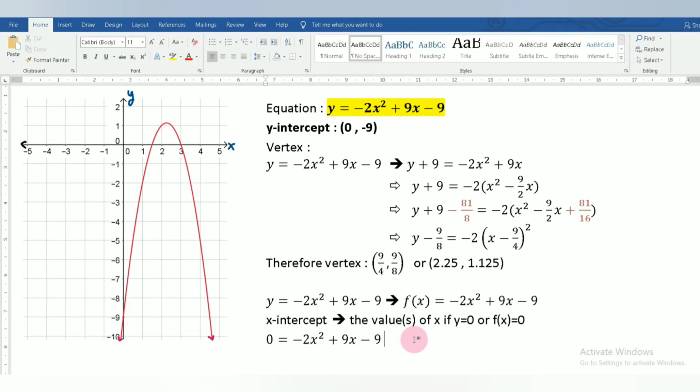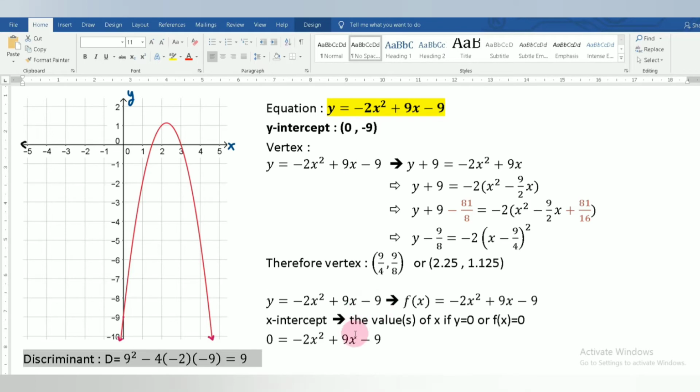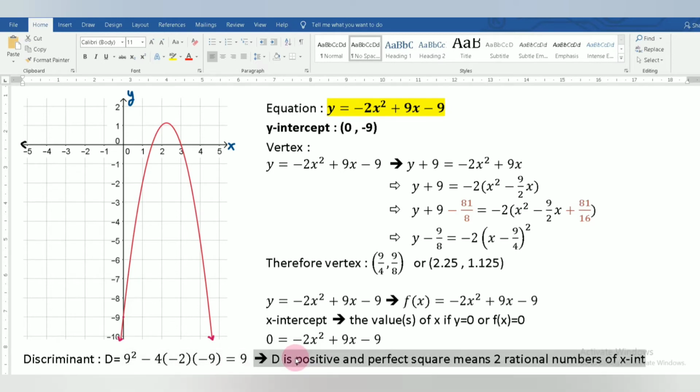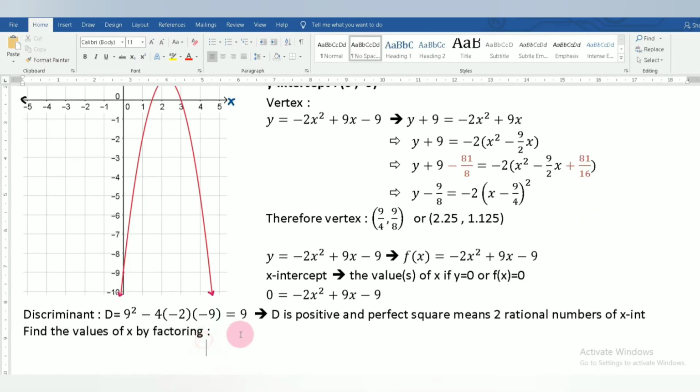Before we go further, let me check the discriminant using b squared minus 4ac, and it's 9. Don't forget, if the discriminant is 9, it means it is positive and a perfect square. Since it is positive and a perfect square, we know that we are looking for two rational numbers for x. Because they are two rational numbers, we can use either factoring or the quadratic formula. For this one I will use factoring.